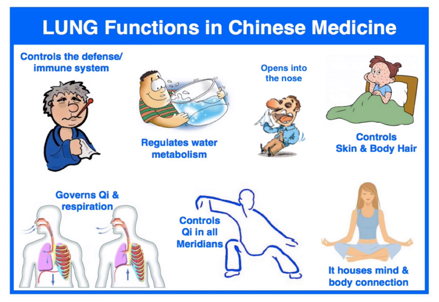The lung is also in charge of regulating water metabolism, not by itself. It does this with the spleen, the kidney, and the sanjiao. As a lung function, it takes the water and distributes it to the skin and to the outer layer, so we have nice looking skin and not dry. The lung is also in charge of controlling qi in all the meridians. So often when I teach acupuncture, we start with the lung meridian. Not that we have to, we can start with any of them, but it is because it controls qi in all meridians. And the last one is the lung is in charge of housing the mind and body connection.